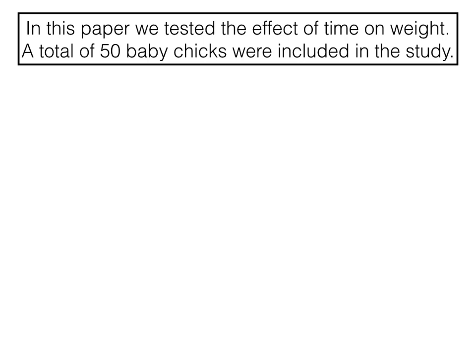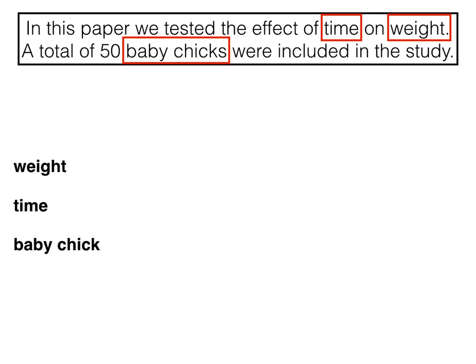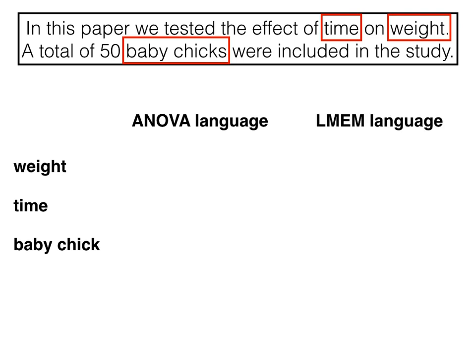Think back to the baby chick dataset that we talked about a few lessons ago. In a write-up of the experiment, you could see something like the text here. In this paper, we tested the effect of time on weight. A total of 50 baby chicks were included in the study. Now let's gather our variables for this study. We have weight, time, and baby chick. And we'll see what each of these variables could be called in the language of an ANOVA and the language of a linear mixed effects model.